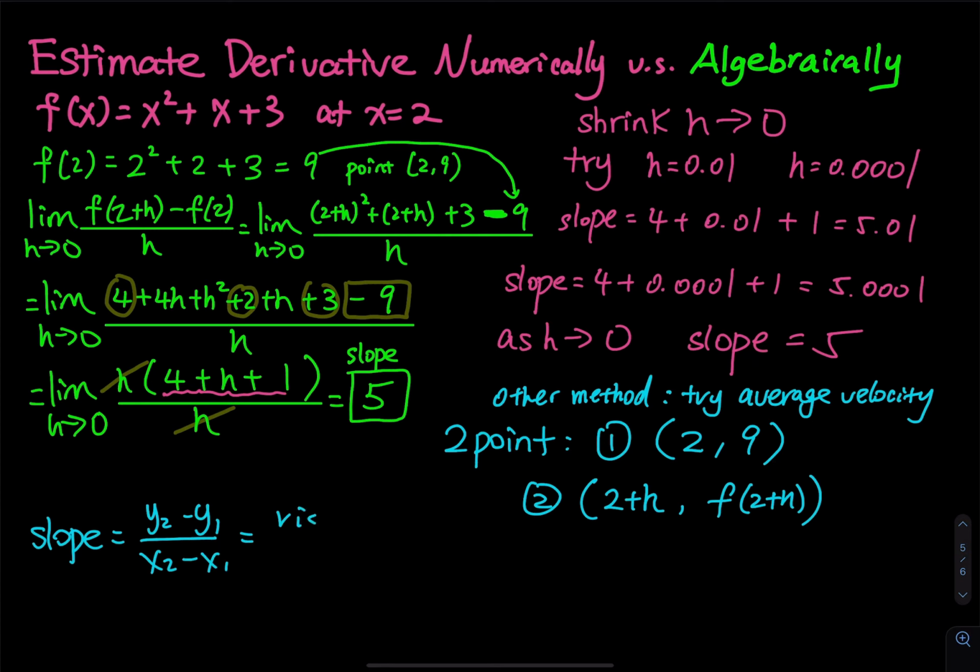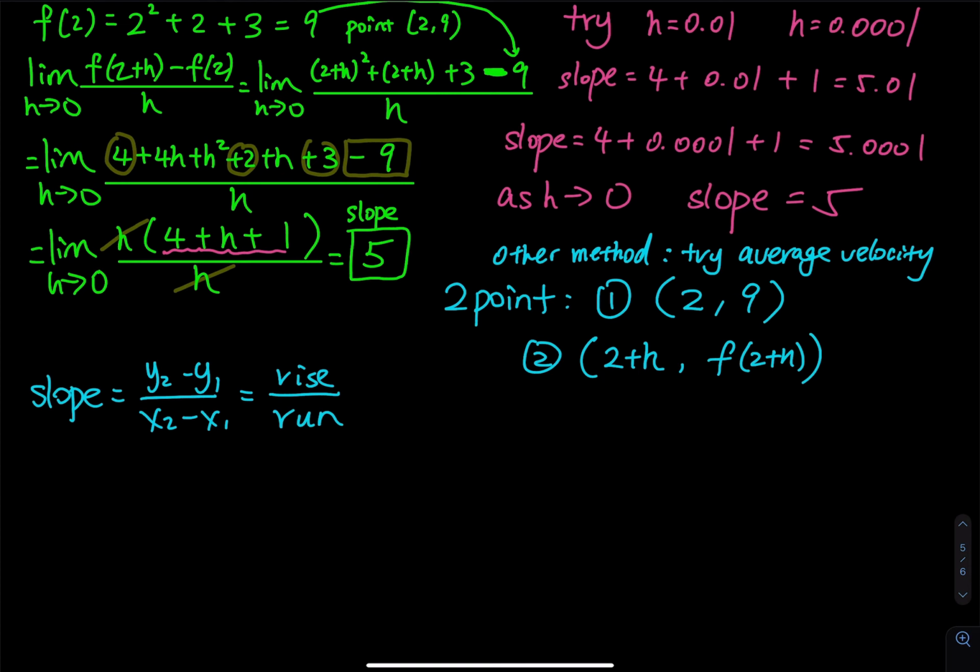This is also called rise over run because we can draw these 2 points on the xy plane and then connect them using a straight line, right? The best way is to write it out. So we have a curve. Suppose that is the parabola that we are looking for, and this point is 2 comma 9, and then we add h step forward to reach another point right over here. And then the rise over run is to find the slope of this secant line.